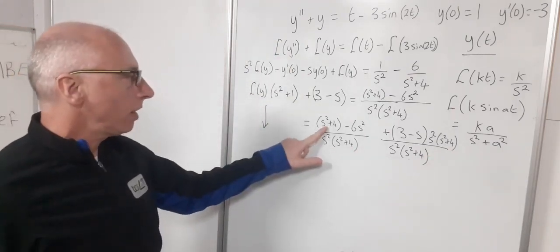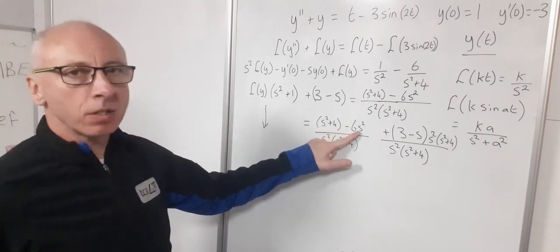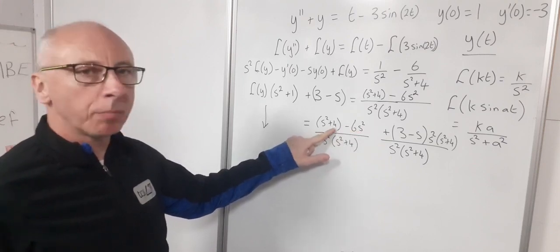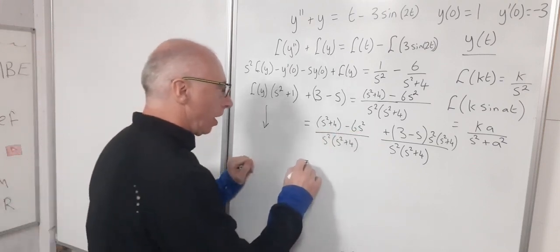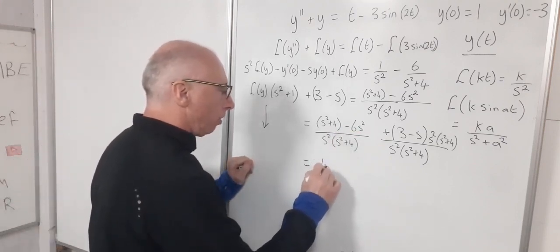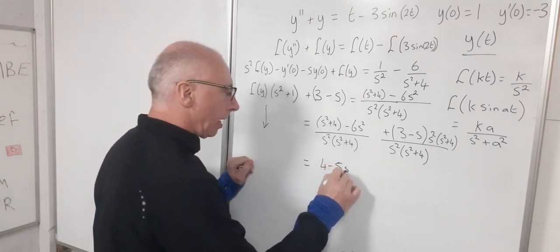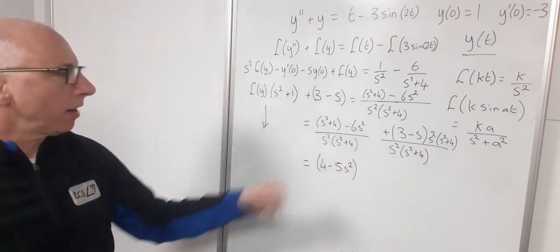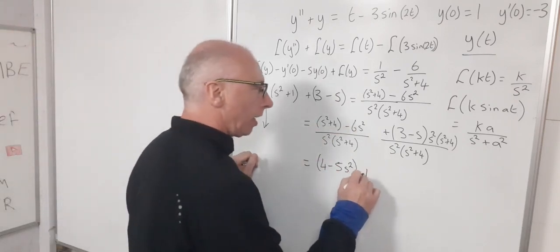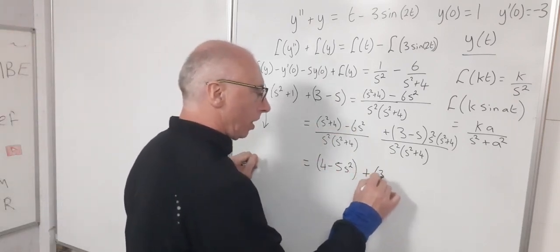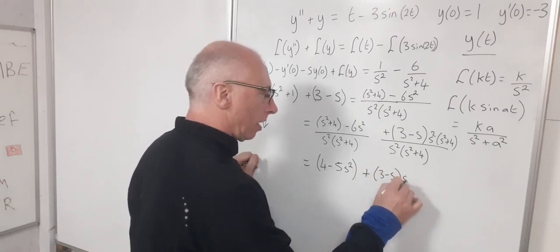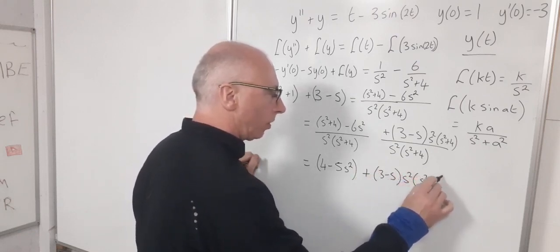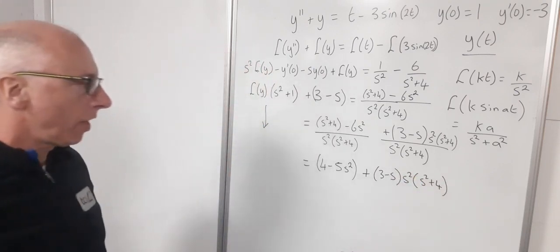Now here we've got an s squared plus 4 minus 6s squared. So I can rewrite that as minus 5s squared and a plus 4. So I'm going to write 4 minus 5s squared. I can leave that in a bracket. That'll take care of all of that. And then here plus 3 minus s squared plus 4. That takes care of all of that.